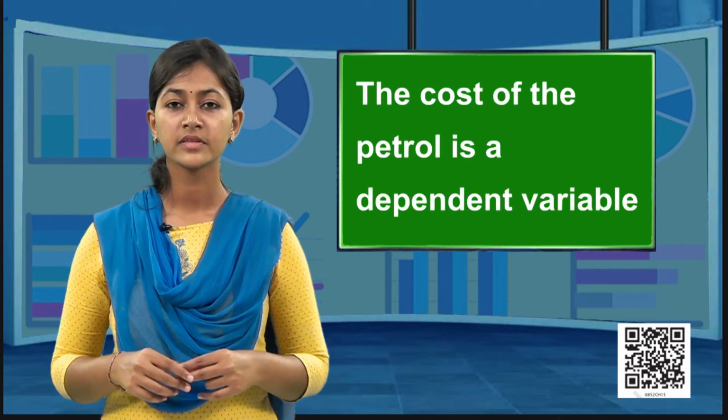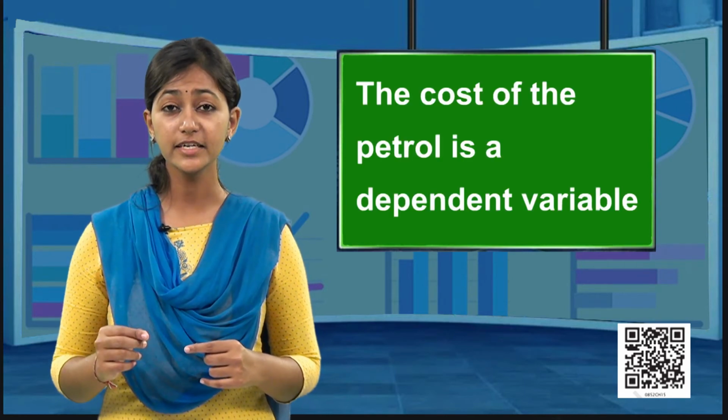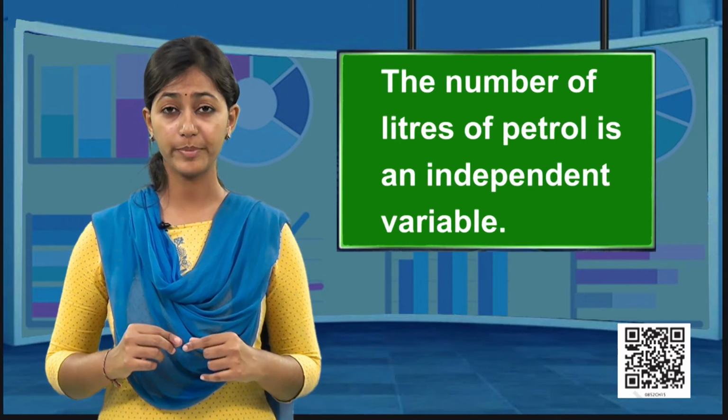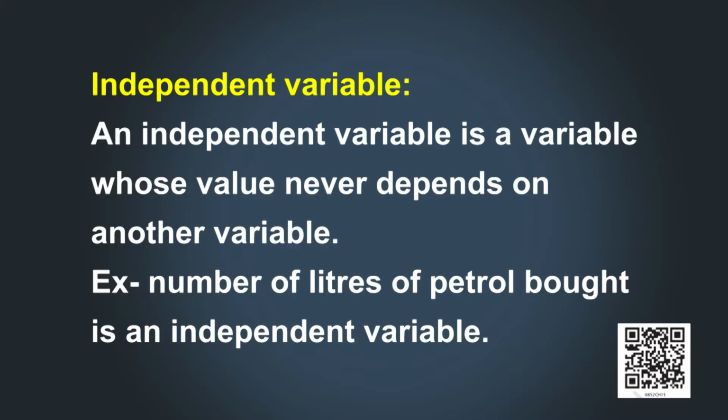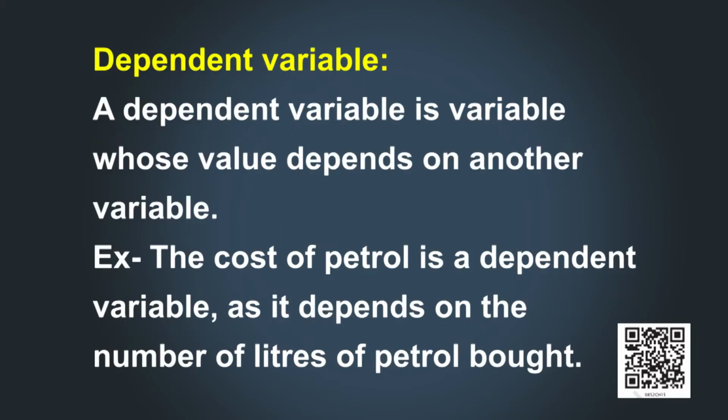Here we can observe that the cost of petrol depends on the number of liters of petrol bought. The cost of petrol is a dependent variable and the number of liters of petrol is an independent variable. An independent variable is a variable whose value never depends on another variable. So, here the number of liters of petrol bought is an independent variable, whereas a dependent variable is a variable whose value depends on another variable. Like here, the cost of petrol is a dependent variable. It depends on the number of liters of petrol bought.